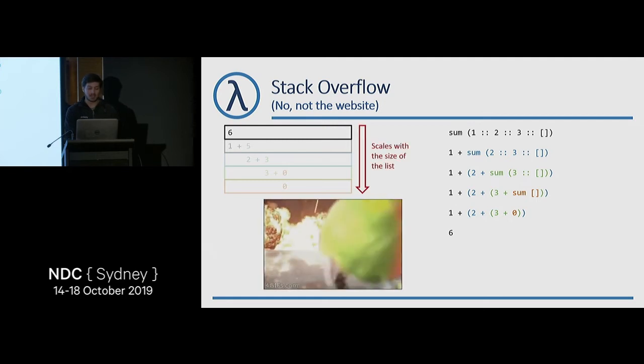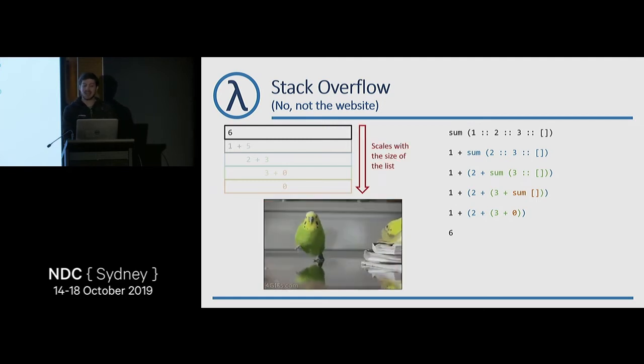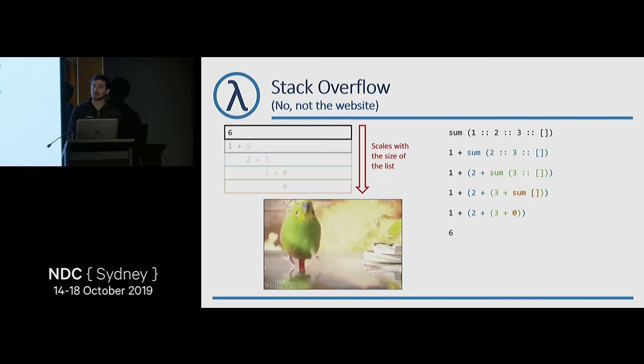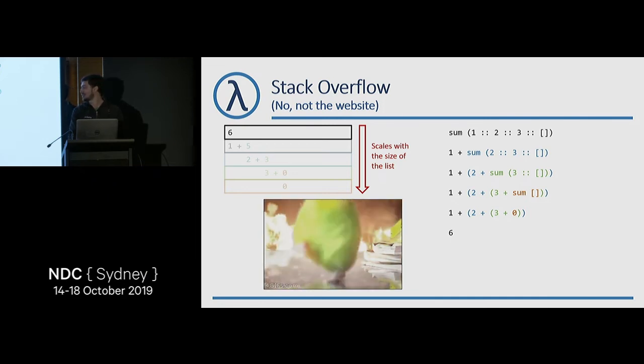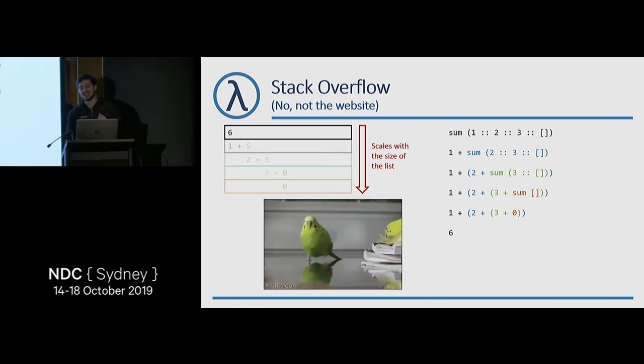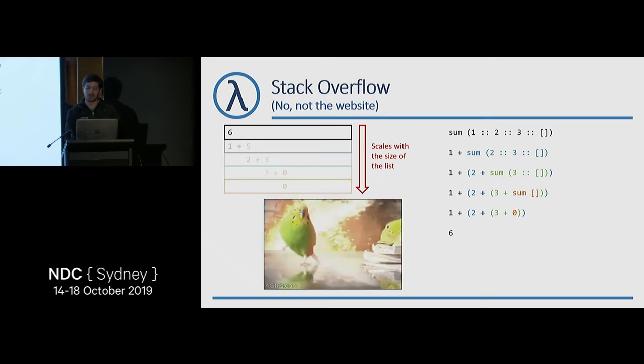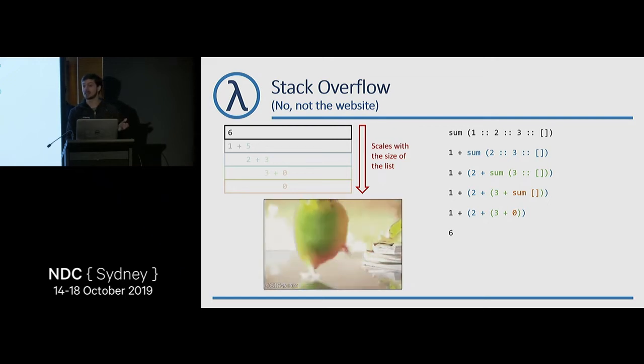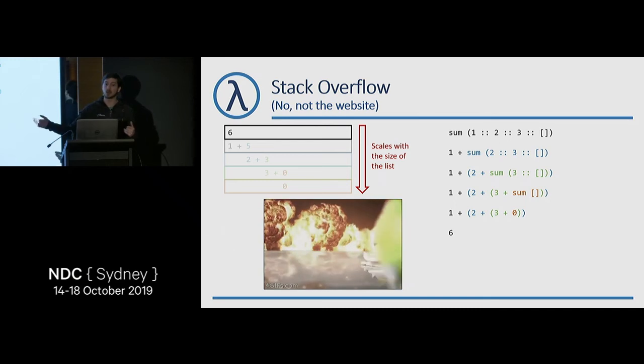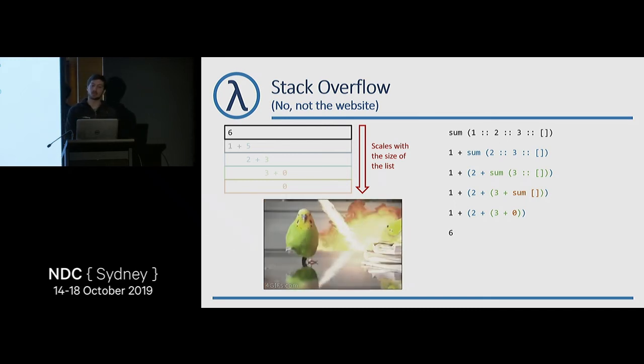Now, unfortunately, as you can see, the depth of the stack scales with the size of the list that we're recursing over. I love that GIF, man, it's so good. This is obviously a problem because if we have massive lists, we could very easily blow our stack and get a stack overflow exception, and that's obviously not something we want.